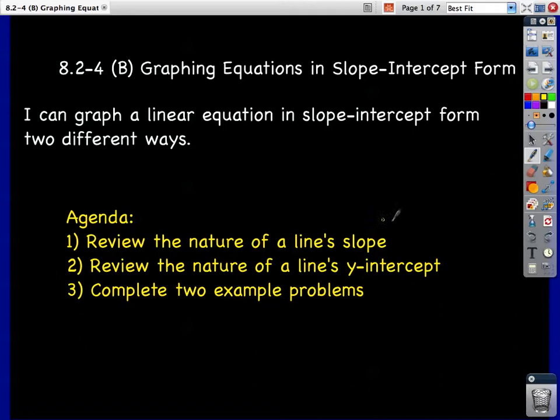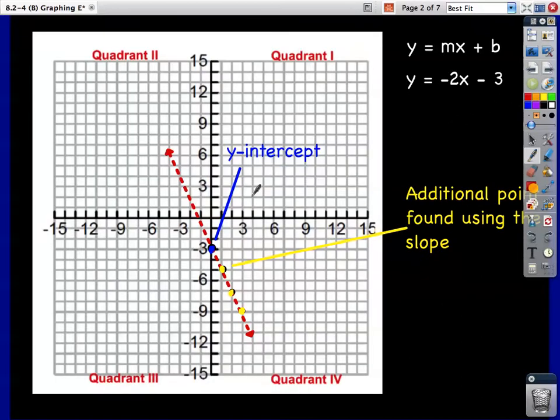Agenda: we're going to review the nature of a line's slope, so kind of remind ourselves what that means. We're going to review the nature of a line's y-intercept, and then complete two example problems. Let's get started. Alright, so what is a line's slope?